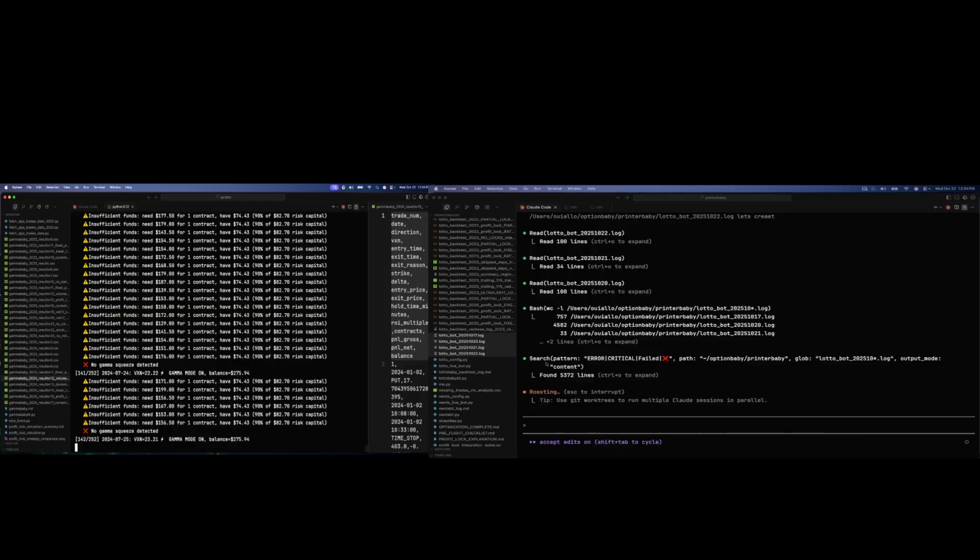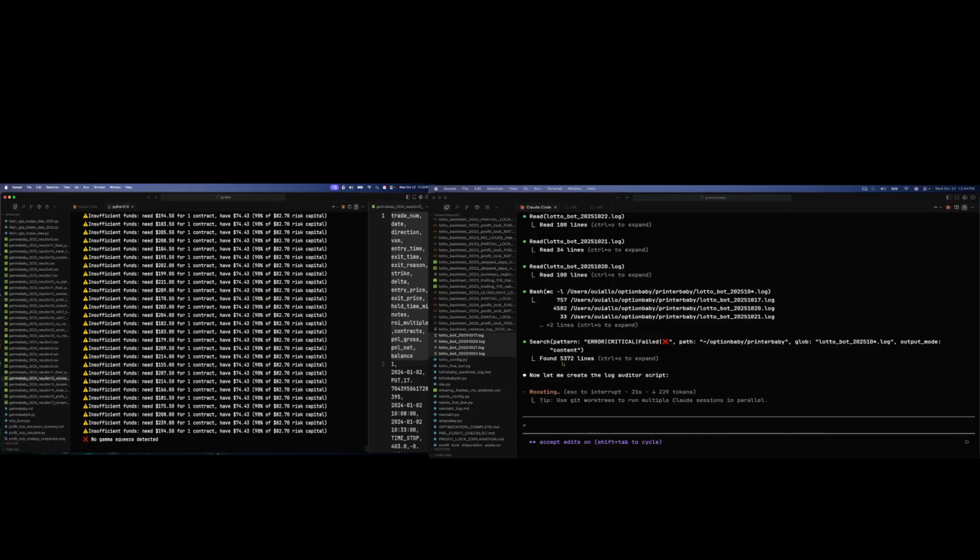We're running our backtest, and we're also going to create an auditor for the paper test that we did for our SPY bot.